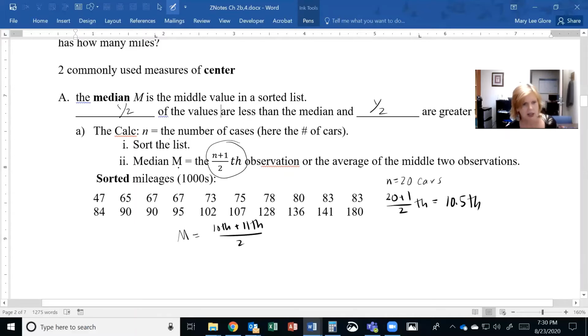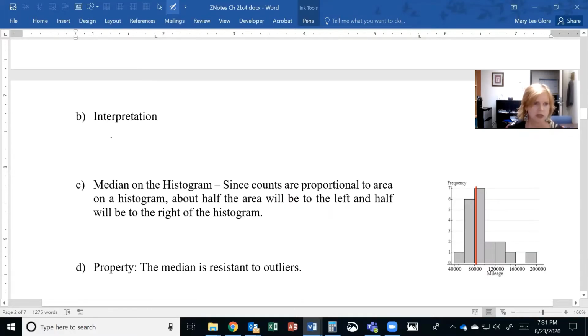So if I count, and there's 20, I got 1, 2, 3, 4, 5, 6, 7, 8, 9. This is the 10th, and this is the 11th observation. So 10th plus 11th is going to be 83 plus 84 divided by 2, which is 83,500 miles. So the interpretation for this, remember, this is the median, is 83,500 miles.